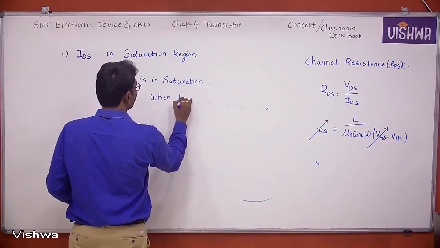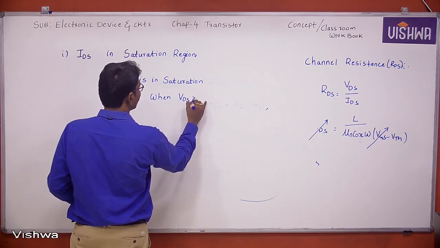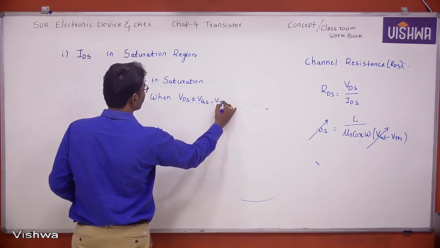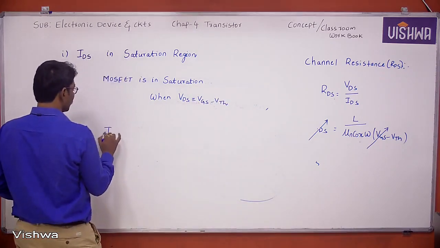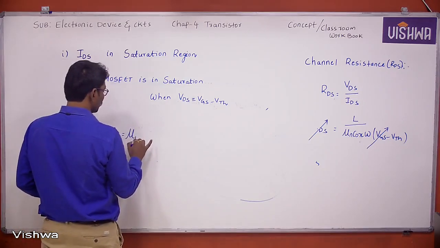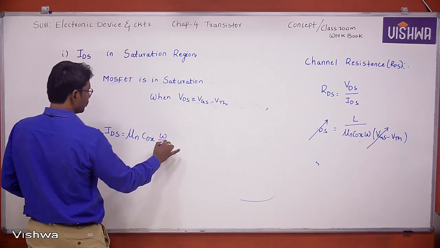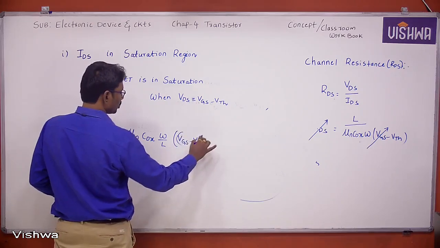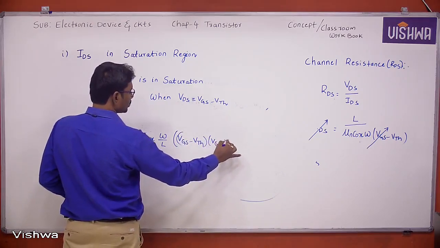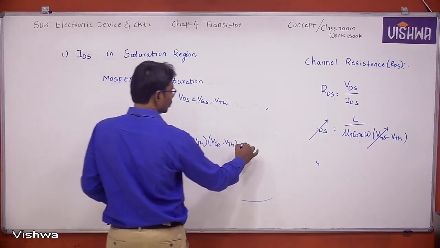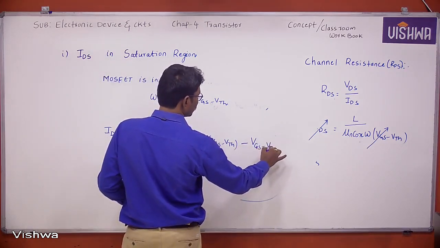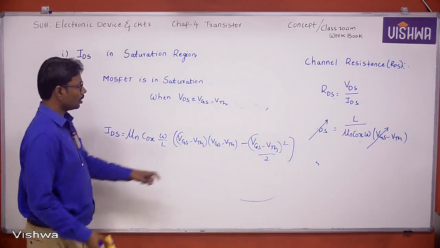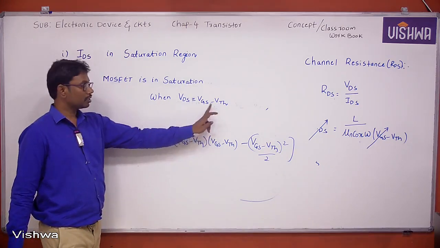The MOSFET is in saturation when VDS is greater than or equal to VGS minus VTH. Consider VDS equal to VGS minus VTH. Then what is the current equation? IDS is equal to mu n into COX W by L into (VGS minus VTH) into (VGS minus VTH) whole square by 2. Just in place of VDS, substitute VGS minus VTH.